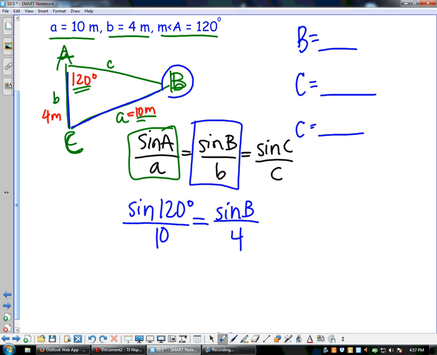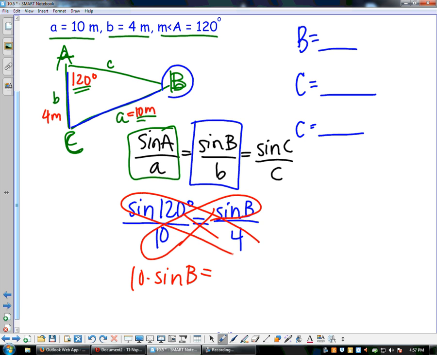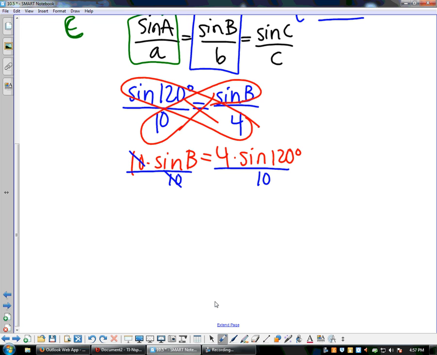Now, in order to solve for this angle, I'm going to cross multiply as my first step. So if I cross multiply these, I'm going to have 10 times the sine of B, and this will equal my other direction, which is 4 multiplied by the sine of 120 degrees. Again, my goal is to get B alone, so I'm going to first divide by 10 on this side. Be careful, do not divide that 10 into the 120. That is part of the angle measure for sine.